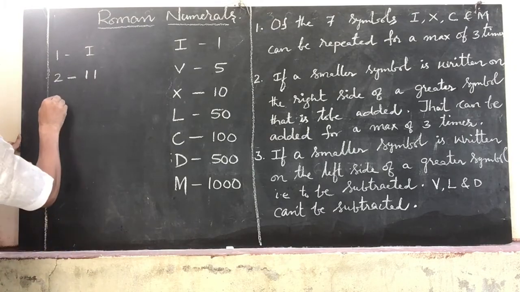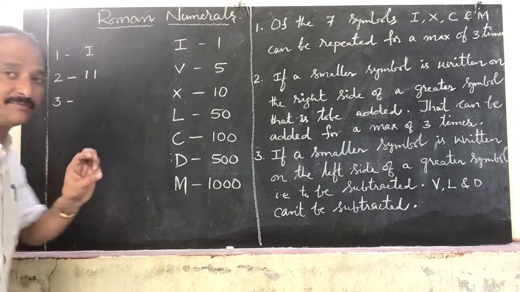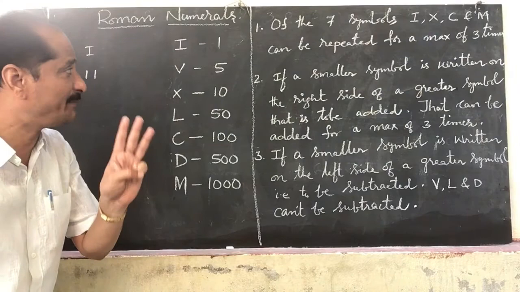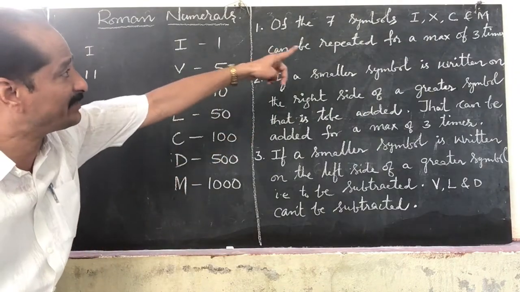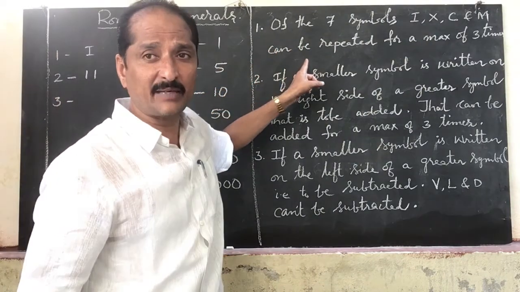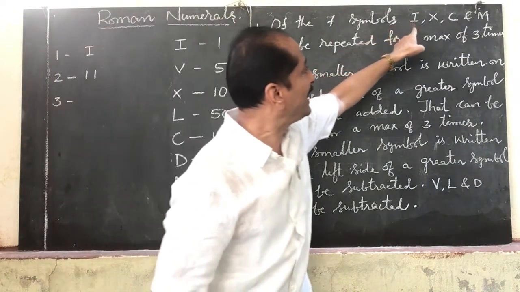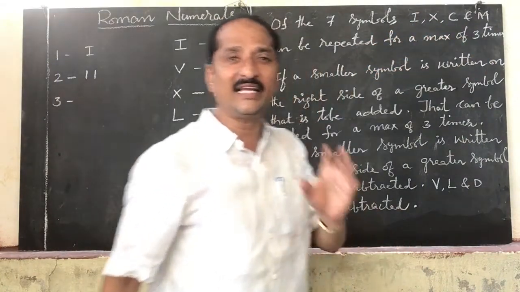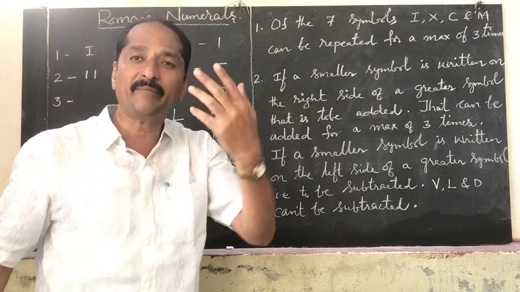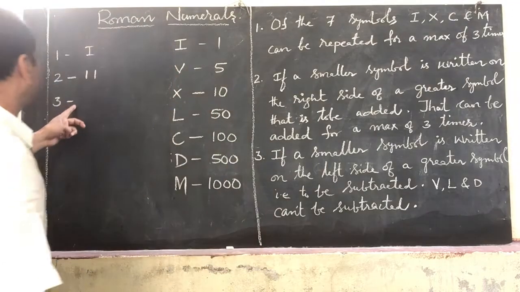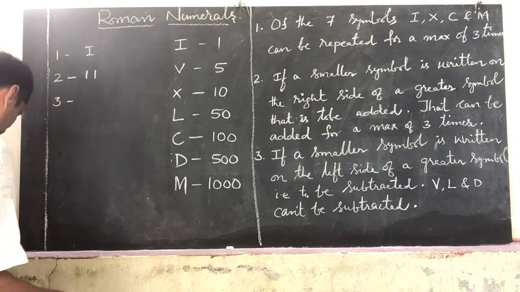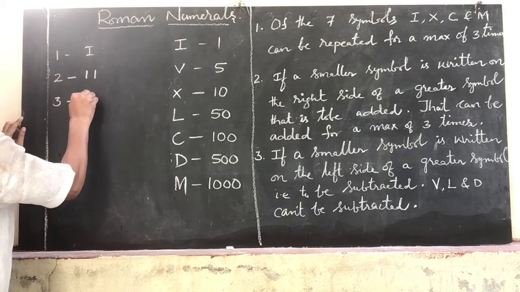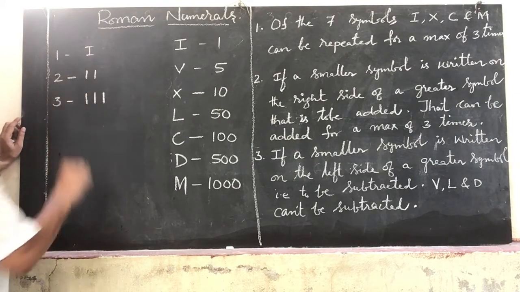And to write down 3, a maximum of 3 times can be repeated. What we said? A maximum of 3 times can be repeated. Which symbols can be repeated for a maximum of 3 times? I, X, C and M. I, X, C, M can be repeated a maximum of 3 times. So here to write down 3, I can repeat I for 3 times. That is III. That is 3.